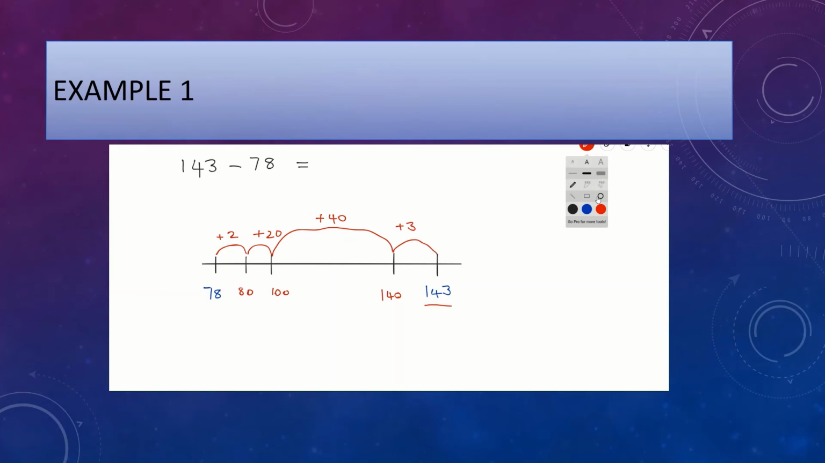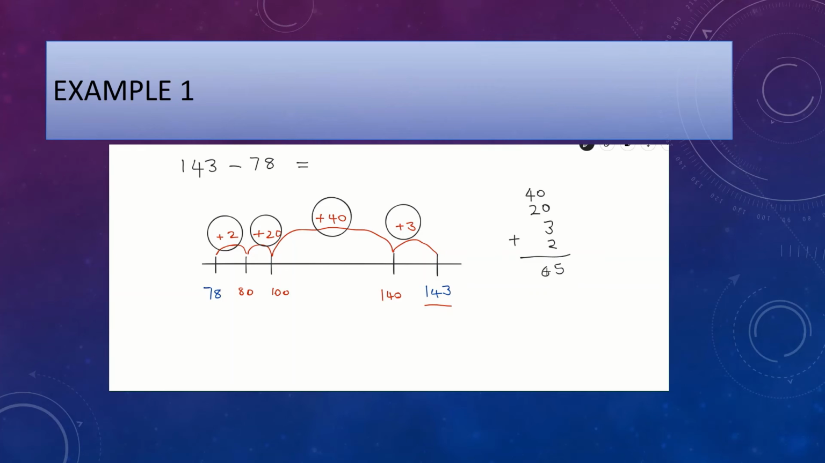Now we are going to bring all these numbers that we added and add them all together to get the answer. 40, 20, 3, and 2. Add them all together. 3 plus 2 is 5. 4 plus 2 is 6. So the answer is 65.